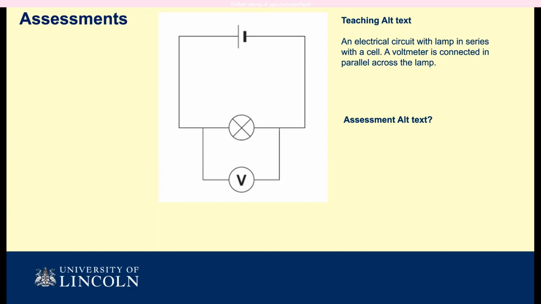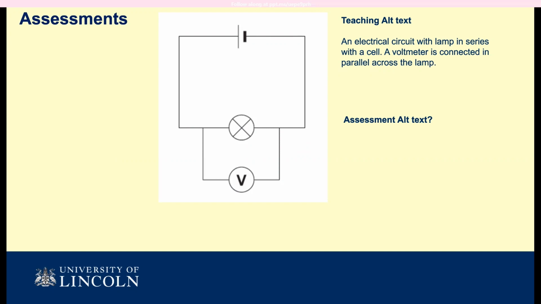So I think a teaching alt text, which helps students to make cognitive connections, like the one on the screen. So this is telling people this is a voltmeter, you've got a bulb in a circuit, here's a cell at the top. That's great for cognitive connections for teaching. But in an assessment, you wouldn't be able to do that. We'd have to do something different.